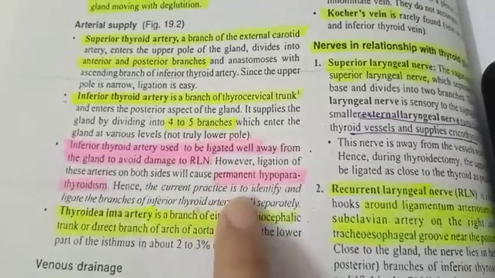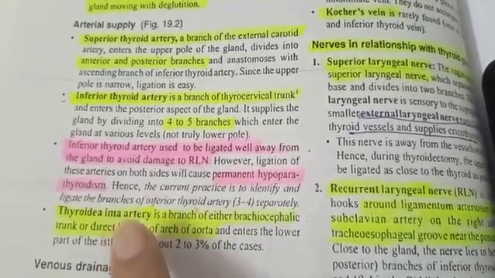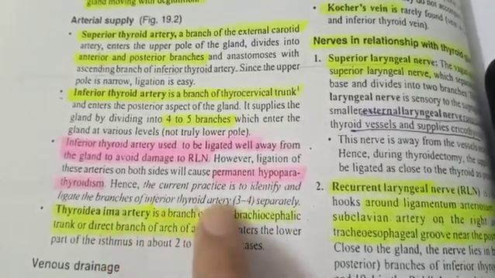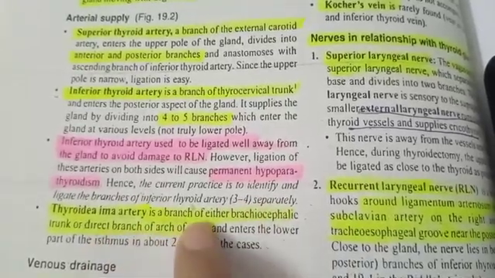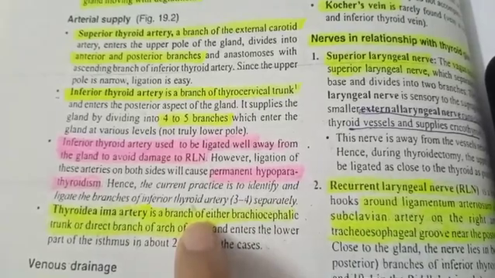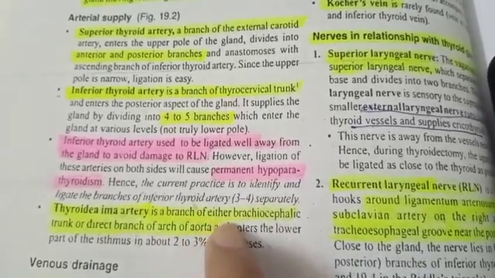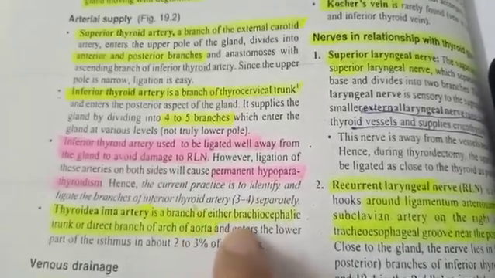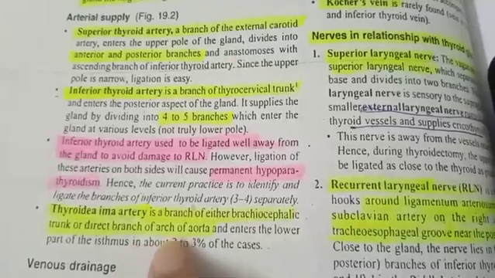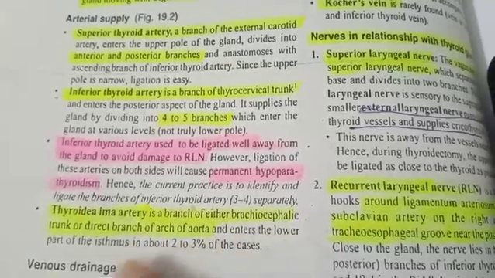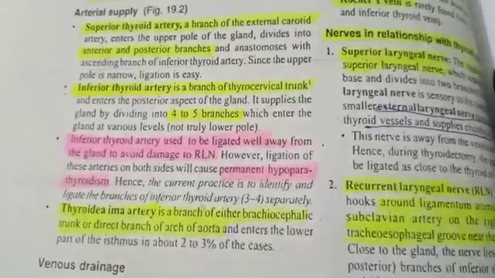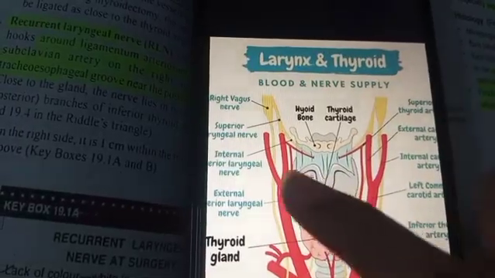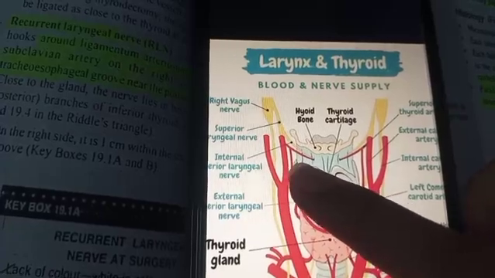The current practice is to identify and ligate the branches of the inferior thyroid artery separately. The thyroid ima artery is the branch of either the brachiocephalic trunk or a direct branch of the arch of the aorta. It enters the lower part of the isthmus in about 2 to 3% of cases. So you can see the blood supply, which we have now discussed.